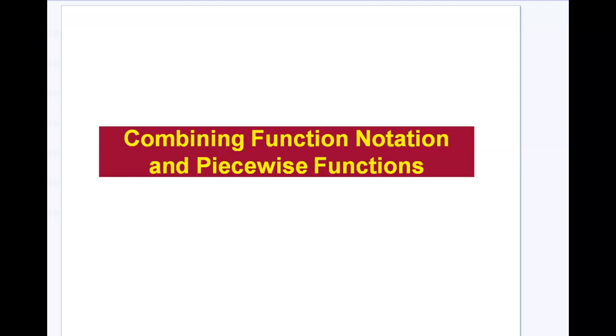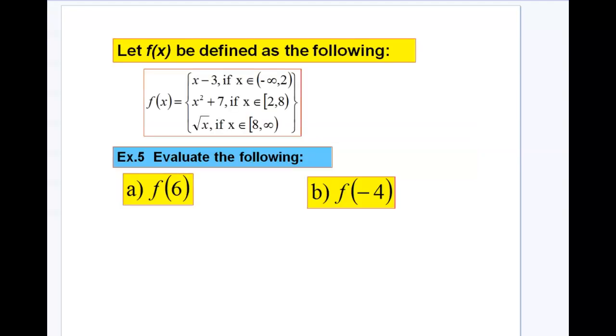In the second part of 1.7, we'll be combining function notation and piecewise functions. Let's say we're given the following piecewise function and we're asked to evaluate f of 6. Well, you have to realize that 6 is an x value and 6 falls in this portion of the domain. So therefore, I am going to use the equation x squared plus 7 to evaluate f of 6.